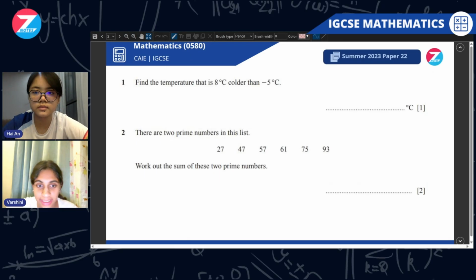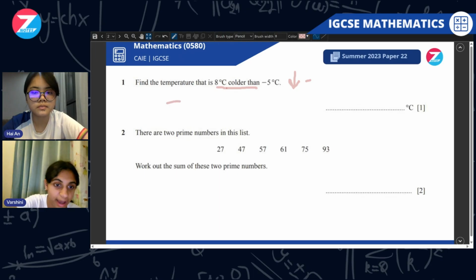Find the temperature that is 8 degrees centigrade colder than minus 5 degrees Celsius. Okay, so over here they want the temperature that is colder than, so we know it has to be even further down, which means it has to be more negative than minus 5. So that means we want minus 5 minus their temperature, and they said 8 degrees colder than, so it's going to be minus 5 minus 8. And if you put that in your calculator or do it manually, you should get minus 13.